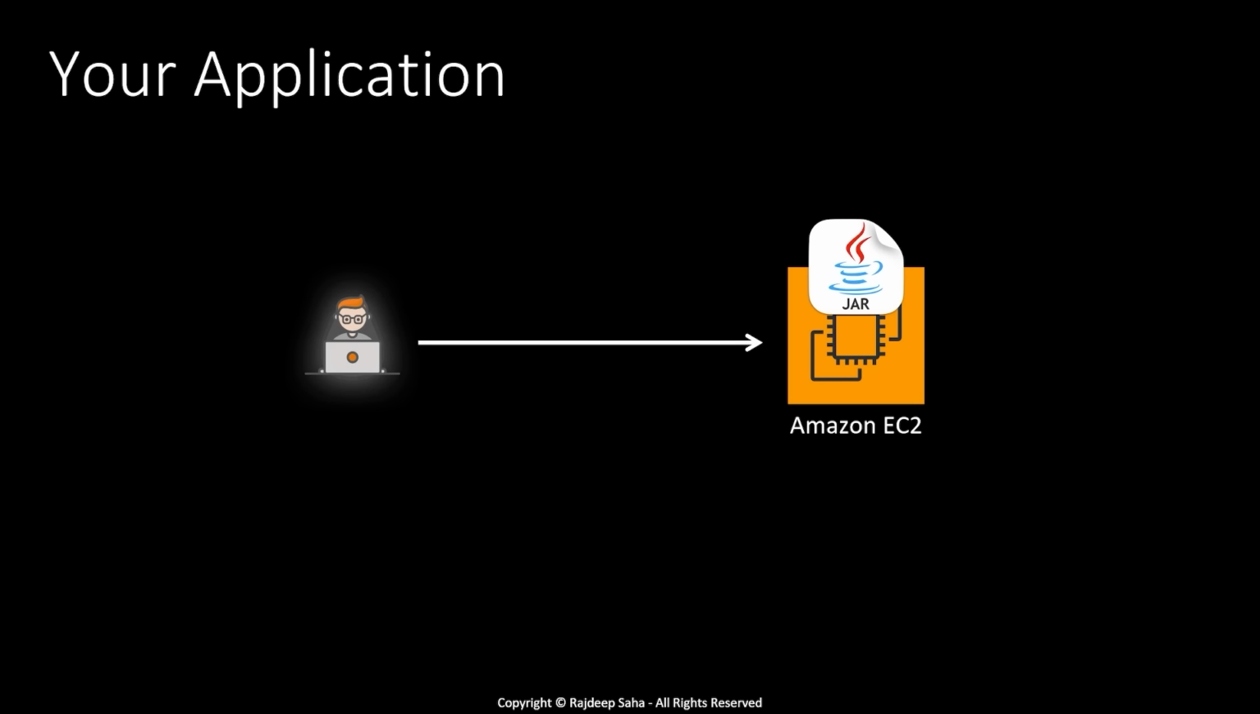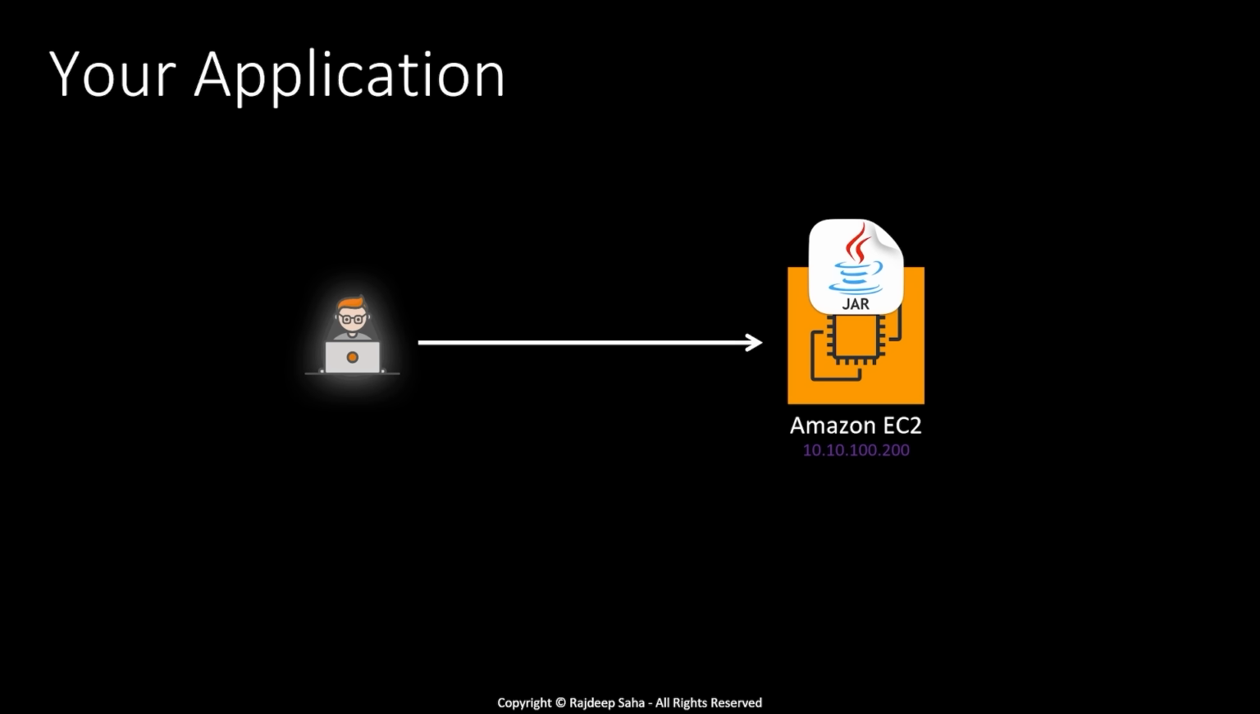Let's say your application, which is written in Java, so the jar file is running on a virtual machine such as Amazon EC2. So how will you, the user, access or invoke this application? One way could be each Amazon EC2 will have an IP address, so you can directly invoke this IP address to invoke your application. But there are caveats to it.